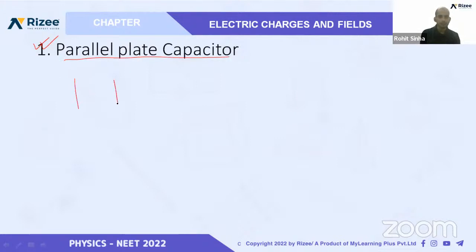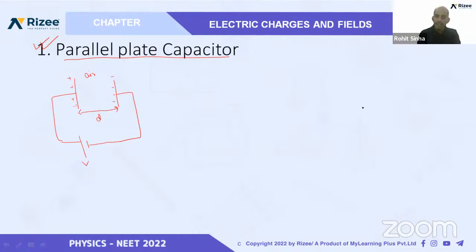Now what happens, let us suppose two plates, as we have studied till now. The two plates are attached with some potential V. One plate has charge plus Q, another plate has a charge of minus Q. They are separated by distance D here, and inside it is only air filled, nothing else.